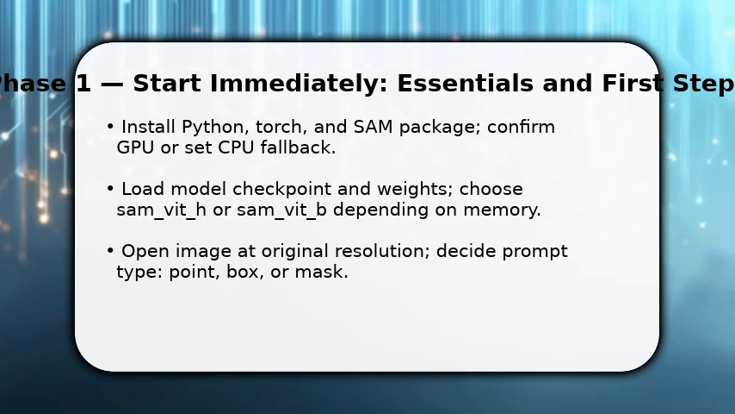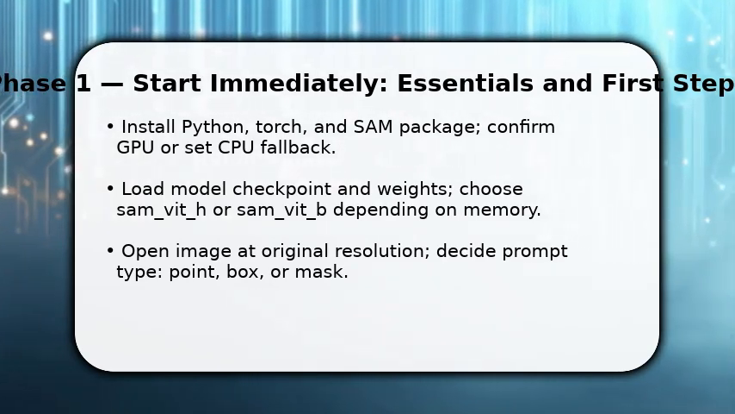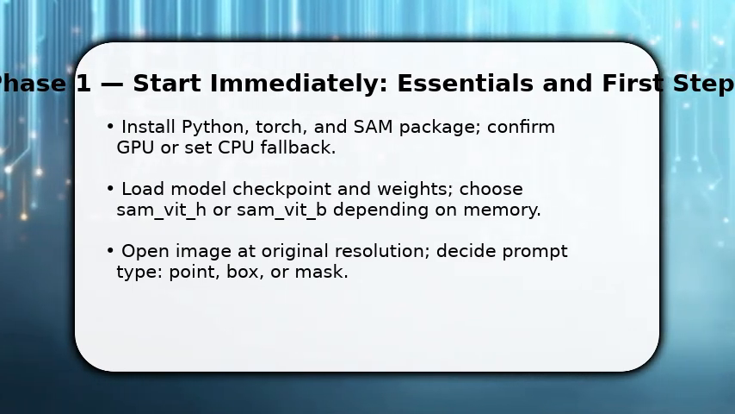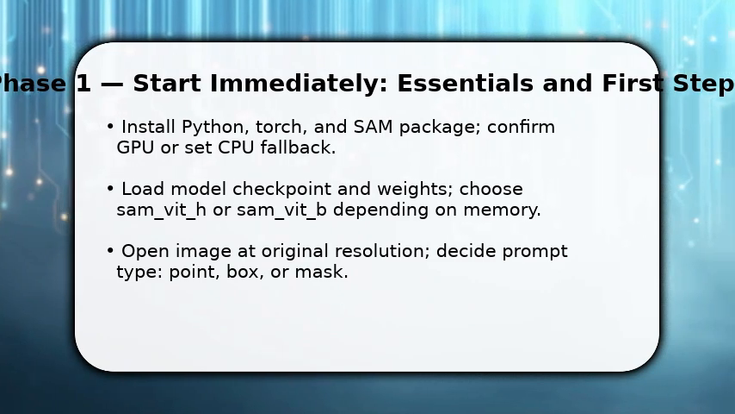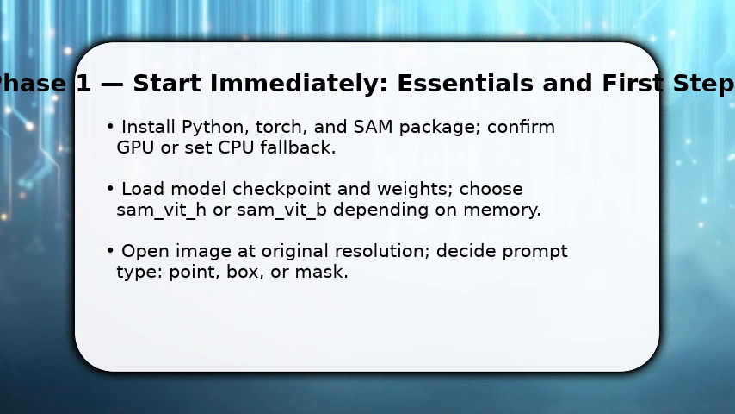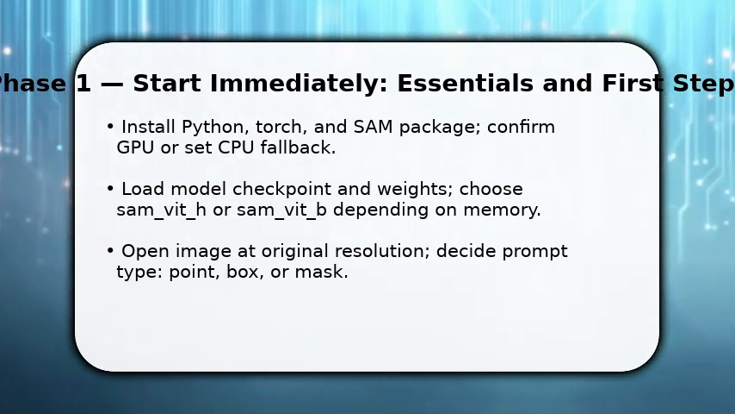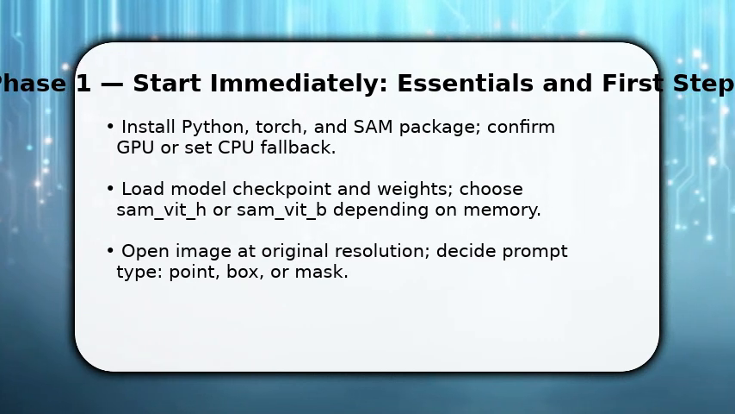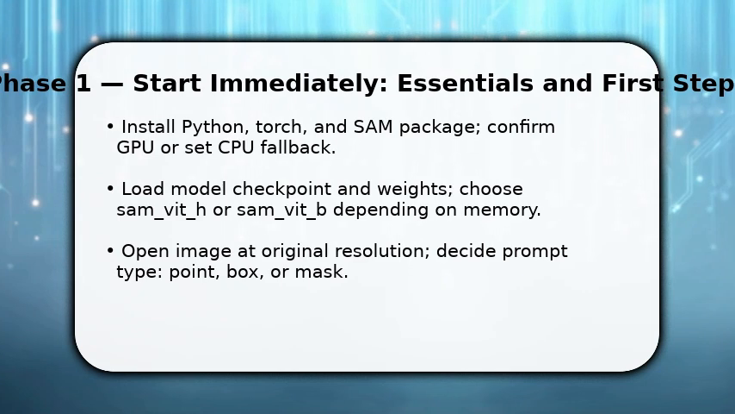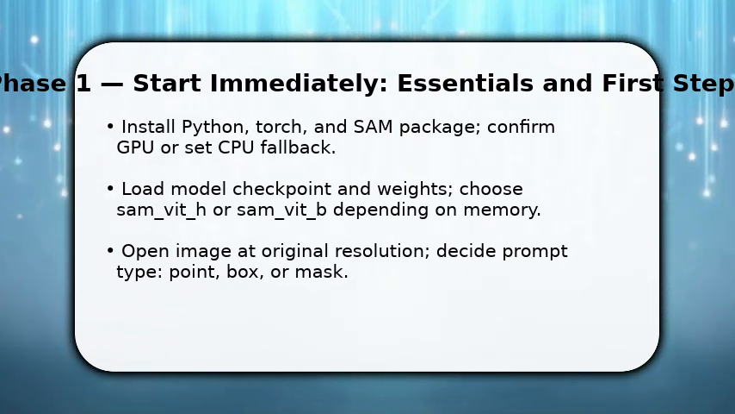You begin by preparing assets and loading the model so you can act immediately. Load the SAM checkpoint you plan to use, SAM-VIT-H for best quality, SAM-VIT-B if memory is tight. Once the model is loaded, open the target image at its native resolution. This preserves detail. Then pick your first prompt, a single point for quick object pull or a tight box for whole object segmentation. Make sure to enable GPU if available, otherwise expect slower inference on CPU.